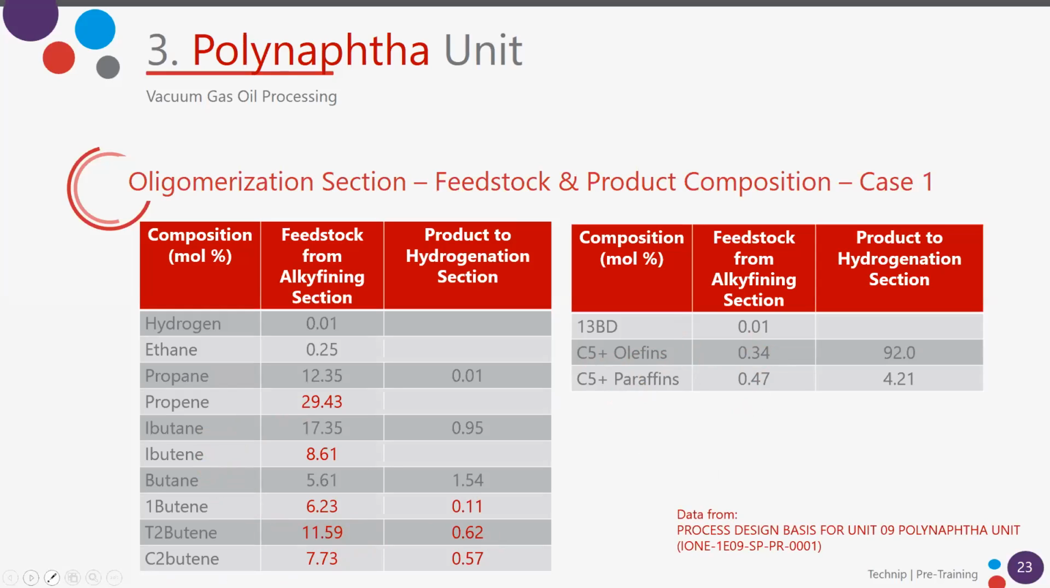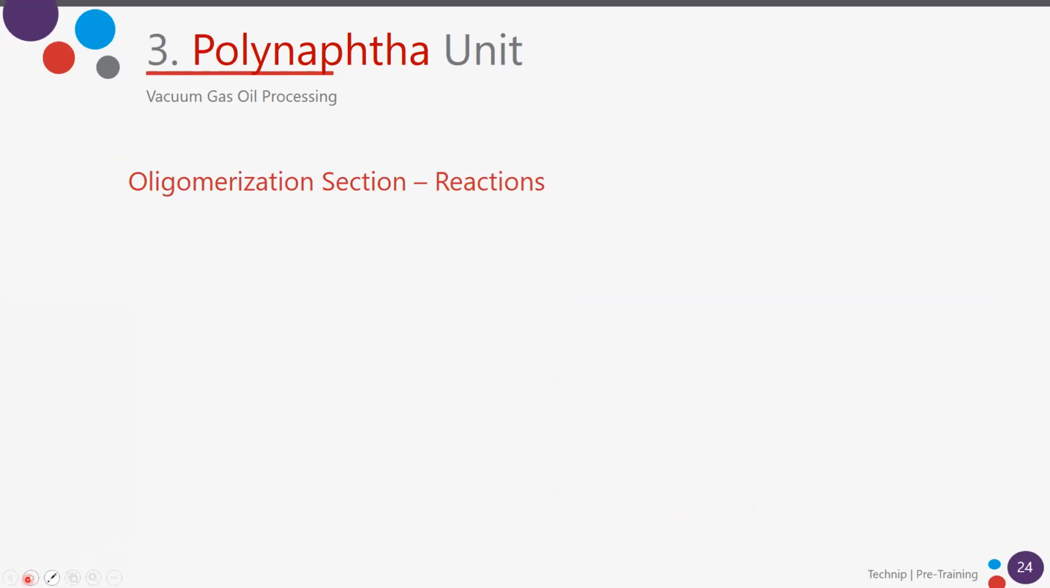Of course, this data you will have in the process design basis of the unit. So the idea is that the feedstock from the alkylation unit will go through the oligomerization unit to have more production of the C5 plus olefins, okay? From these smaller olefins. Let's see how we will get this in this section.